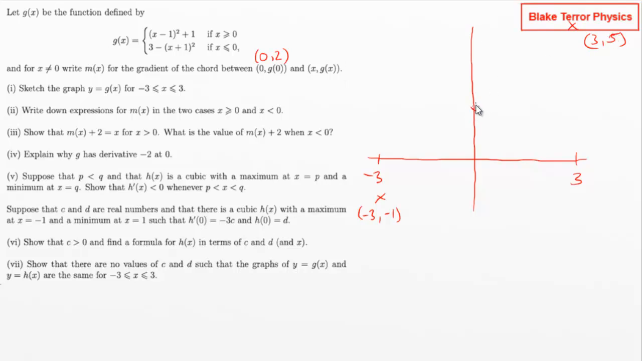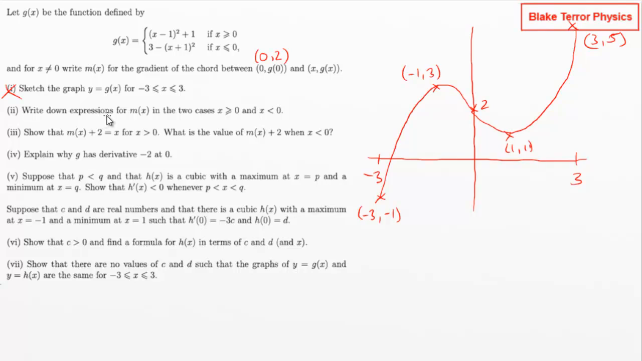And we know that both of them are going through here at 2. And then, well, let's just draw out 2 quadratics. So the bottom one is the negative quadratic that's been moved 3 up and 1 to the left. So it's going to have a peak there at -1, 3. So it's going to look like that. And the other one is a positive quadratic, which has been moved 1 to the right and 1 up. So it's going to have a minimum at 1, 1. Right, so we've got that sort of thing. So it looks a bit like a cubic, but it's not a cubic because we've got 2 quadratics stuck together.